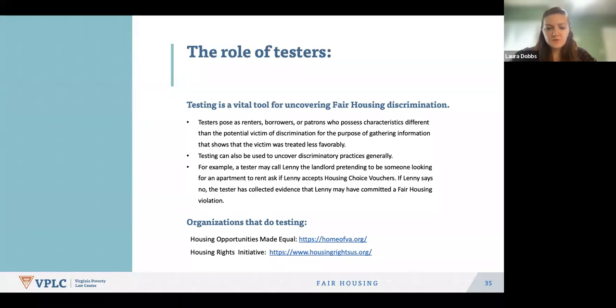And there are a few different organizations that do testing. One here in Virginia is Housing Opportunities Made Equal. They have an office in Richmond, but they're a statewide organization. I know they've been doing some testing in Eastern Virginia recently. So if you're seeing issues that might be larger than one person you're assisting, I would definitely reach out to them. There's also a Human Housing Rights Initiative that does testing. I think they're based out of New York, but they test all over the country, and you can find their websites there.